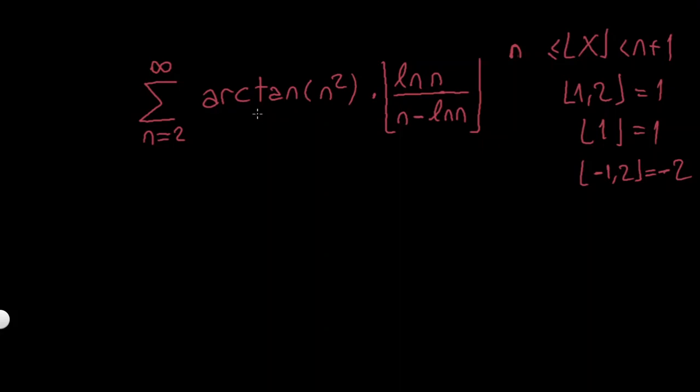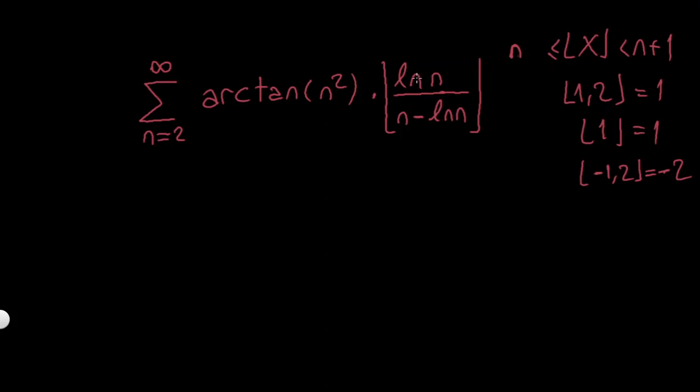So let's see how we can do it. I have arctangent of n squared, which is pretty ridiculous. And for this part, I have something here that may be something simple. It can be 1 if you're lucky, or even 0. If this is 0, then our summation would be 0.